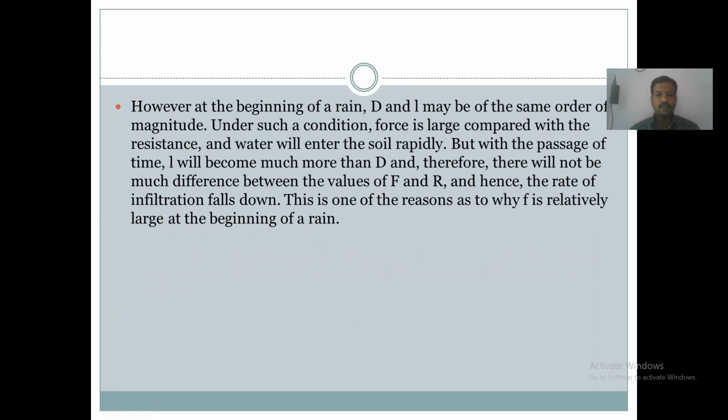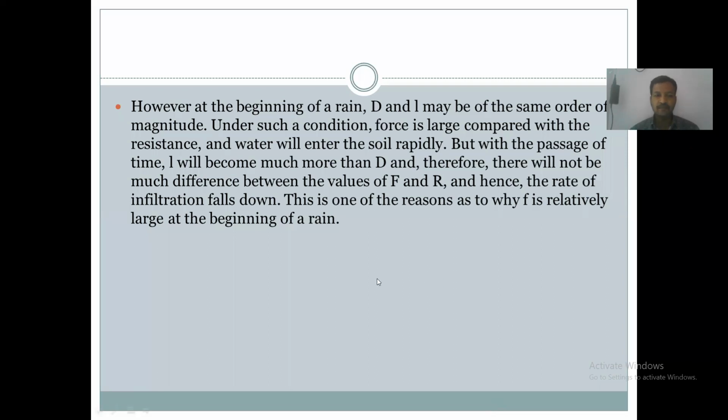So if this is surface water detention D and L, at the beginning of the rainfall, when the rain first comes, what will happen? Initially the force is large as compared with the resistance, because the water will percolate through the voids of soil. So it will enter through the voids of the soil rapidly.